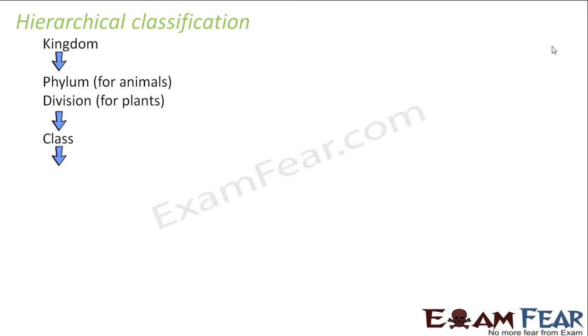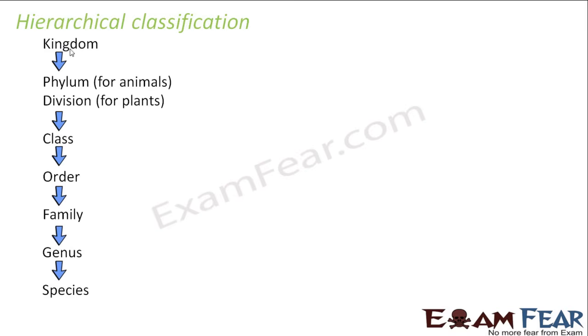First comes a kingdom. Under a kingdom, you have many phylum. We use the term phylum for animals and we use the term division for plants. Under that we have class, under which we have order, then family, genus and then species. So these are the taxonomic categories. Now every living organism will be arranged based on these taxonomic categories.